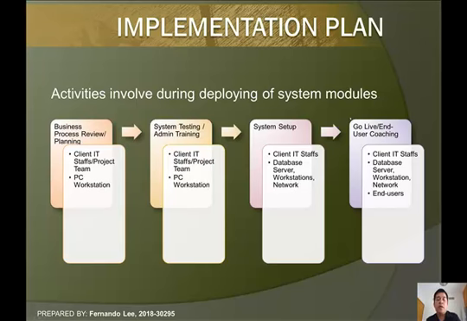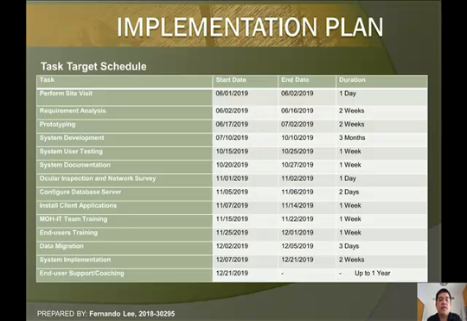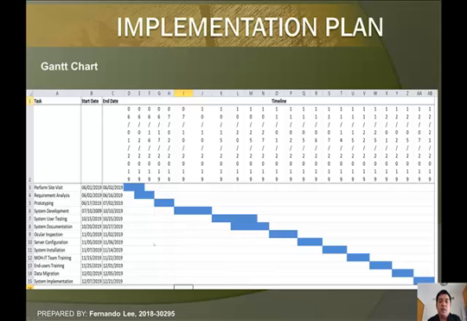Okay, now the implementation plan. These are the activities involved during deployment of the system modules. Target task schedule. On the 1st of June, we'll start the project. We'll perform the site visit that will take a day to check. And this is the Gantt chart. Yeah, same here, the schedule, after the timeline.